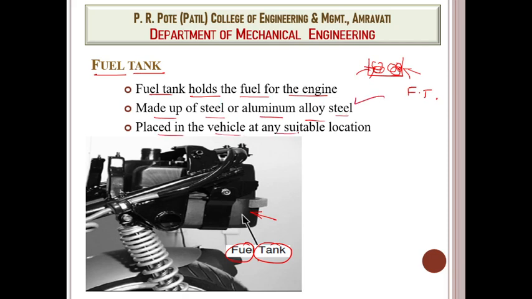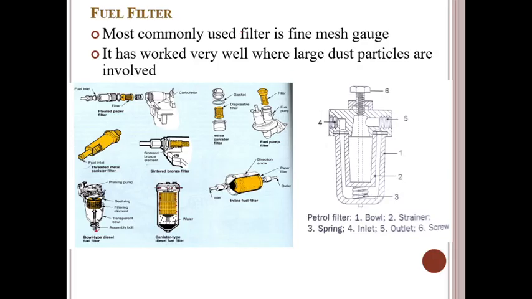Place it in a vehicle at a suitable location. Which is the better position? There is a location of the fuel tank. Nowadays we have to observe different vehicles, two-wheelers and four-wheelers, and among two-wheelers, the scooty, Suzuki SS, Pulsar, Hero Honda. We know where the location of the fuel tanks is.